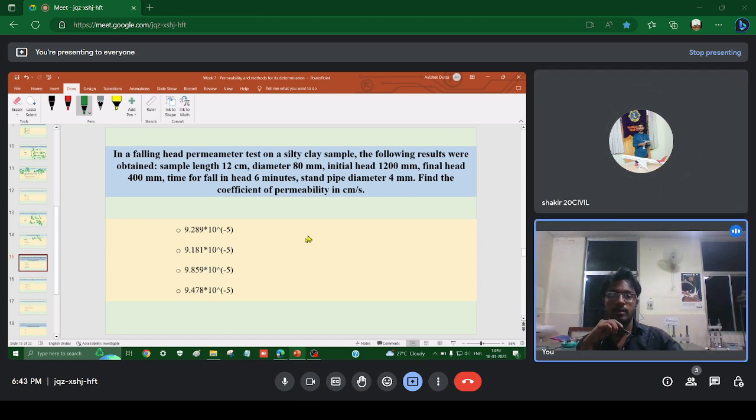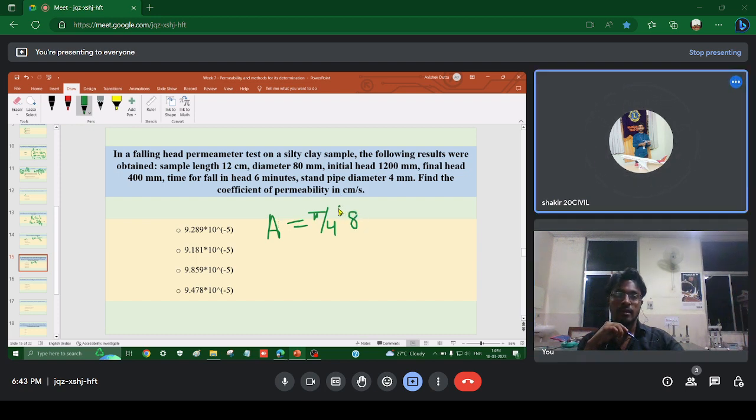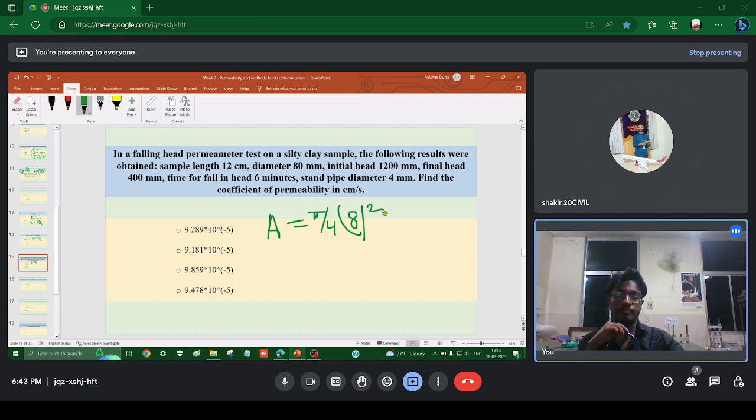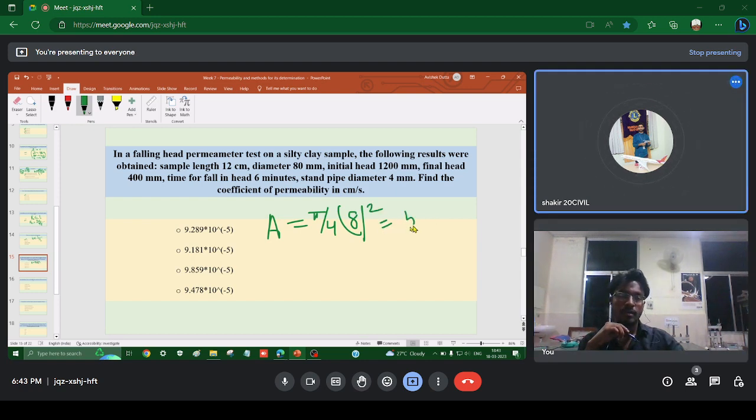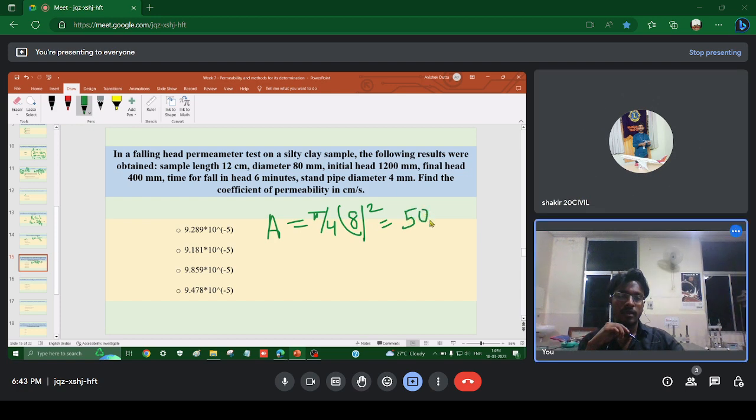First, you have to find out the area of the sample, right? Yes, sir. Area equals pi by 4 d squared. What is the diameter of the sample? 80 mm. In centimeters it is 8 centimeter, right? So what is the value of area? 50.265 cm squared, right?